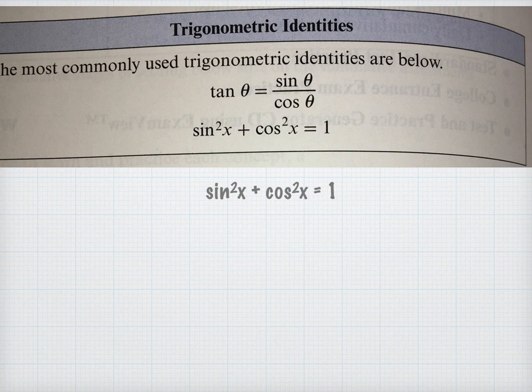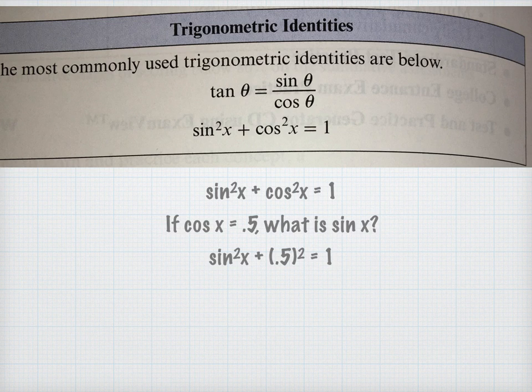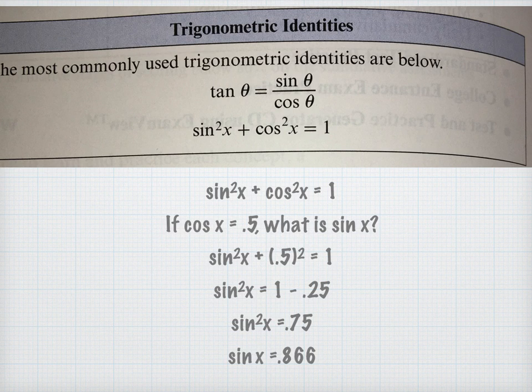So sine squared plus cosine squared equals 1. So if, for example, they were to give you the cosine of x as 0.5, what is the sine of x? And so we can just plug it in. Sine squared x plus 0.5 squared, because the cosine of x is 0.5, equals 1. Subtract 0.5 squared from both sides, which is 0.25. Take the square root, and we get the sine of x equals 0.866. So that's actually obviously a 30-60-90 triangle. I didn't do that on purpose. Okay, so you can see how you do that with numbers.